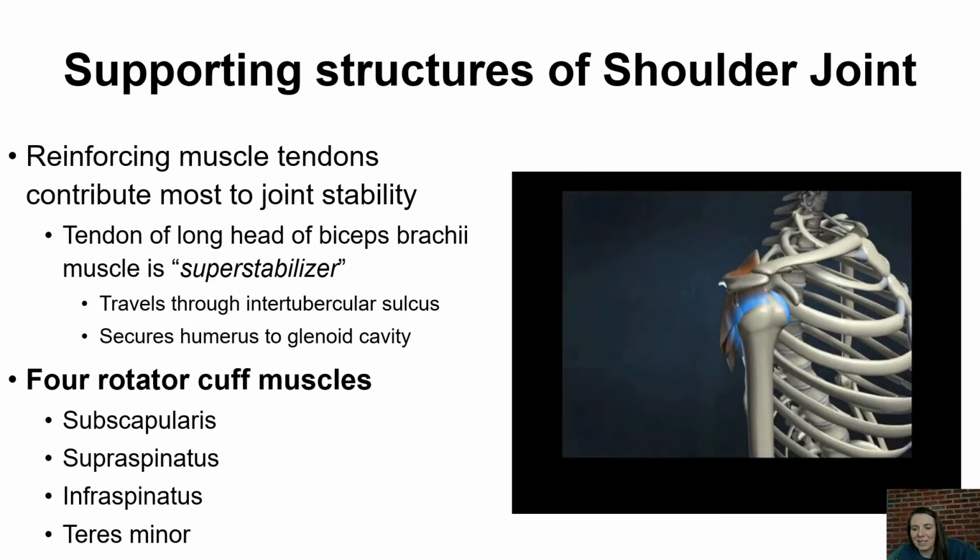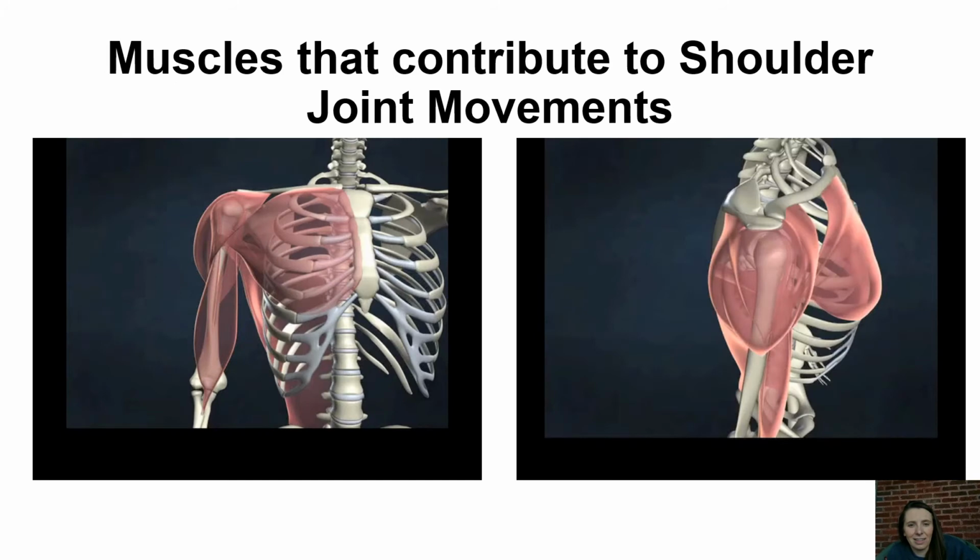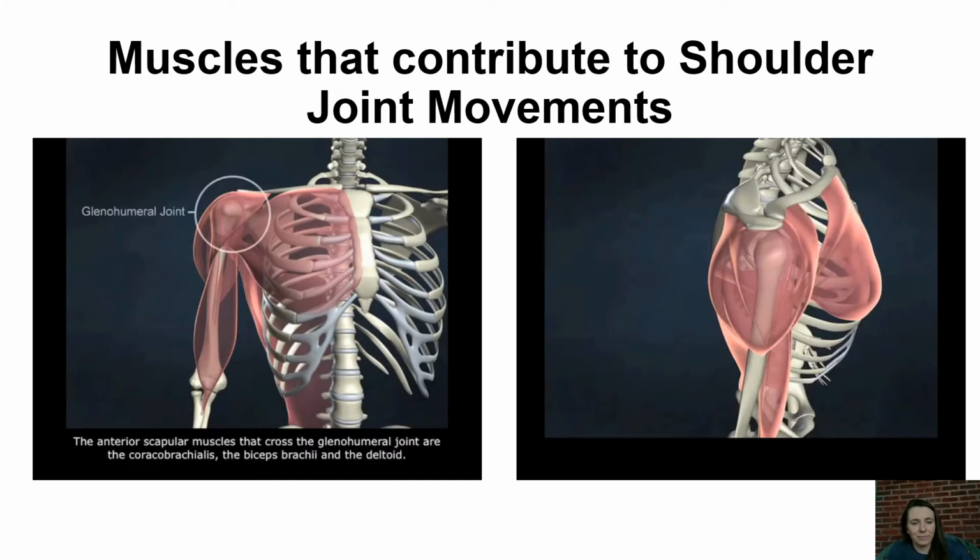Okay, I guess that's all I have for that video. So these videos are going to show you some different joint movements that are present at the shoulder joints. The anterior scapular muscles that cross the glenohumeral joint are the coracobrachialis, the biceps brachii, and the deltoid.